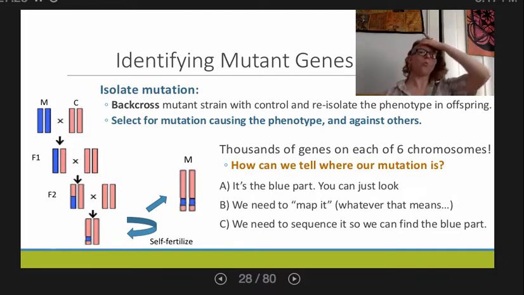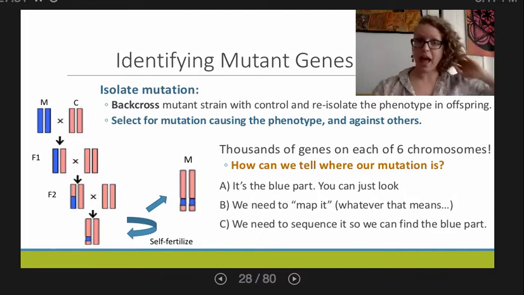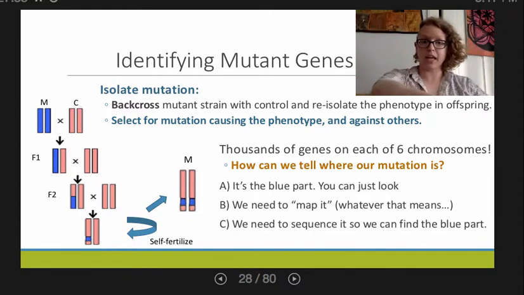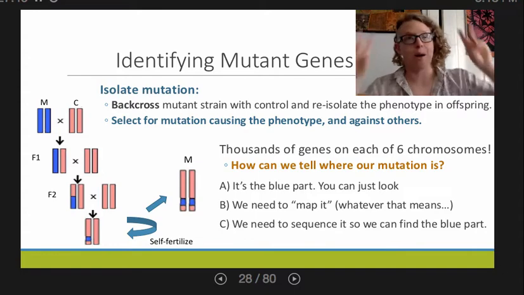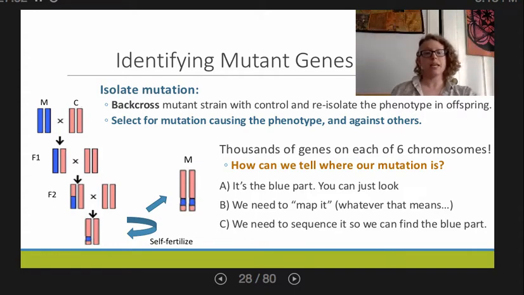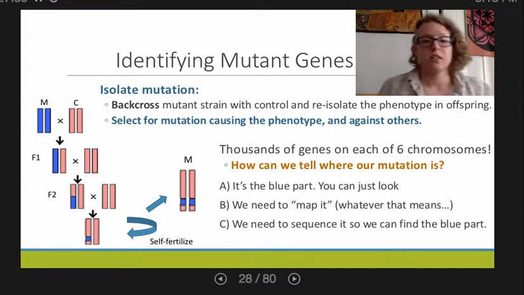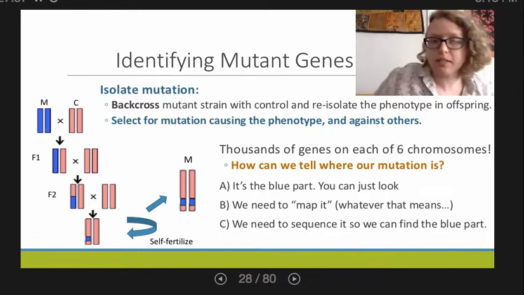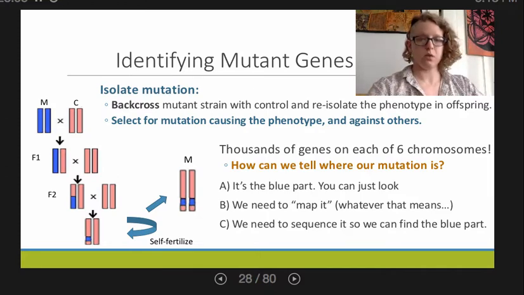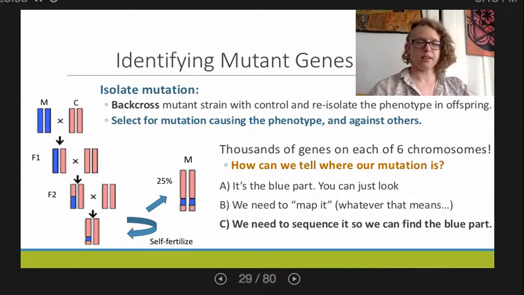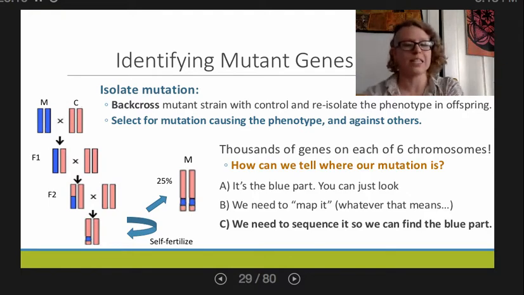How can we tell where our mutation is? A, it's the blue part. See? Right there. You can just see it. B, we need to map it, whatever mapping means. C, we need to sequence it so that we can see where the blue part is. So, pause it, think about it, scroll back, come back. We're back. There. It's C. We need to sequence it.